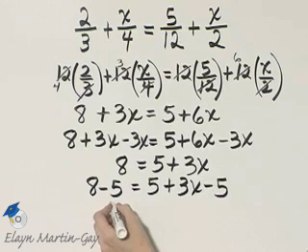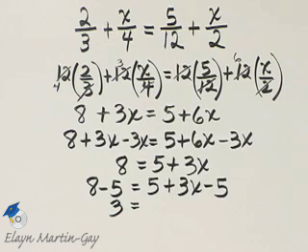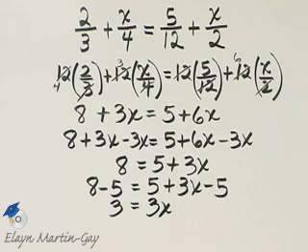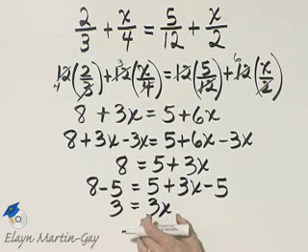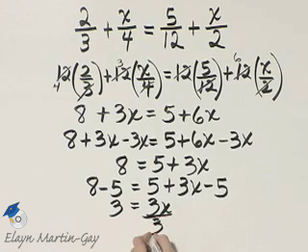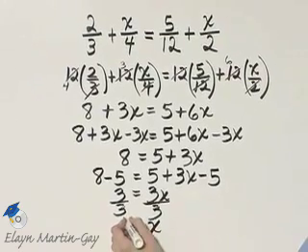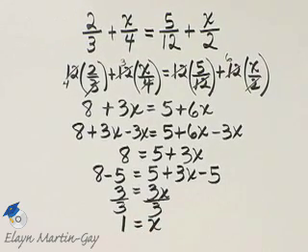And look what happens. 8 minus 5 is 3. On the right side, 5 minus 5, that's 0. And 0 plus 3x is simply 3x. Now I've got the variable term on one side, constants on the other. I'll finish solving by dividing both sides by the coefficient of x, which is 3. The right side simplifies to x, and on the left side, 3 divided by 3 is 1. So my solution is 1.